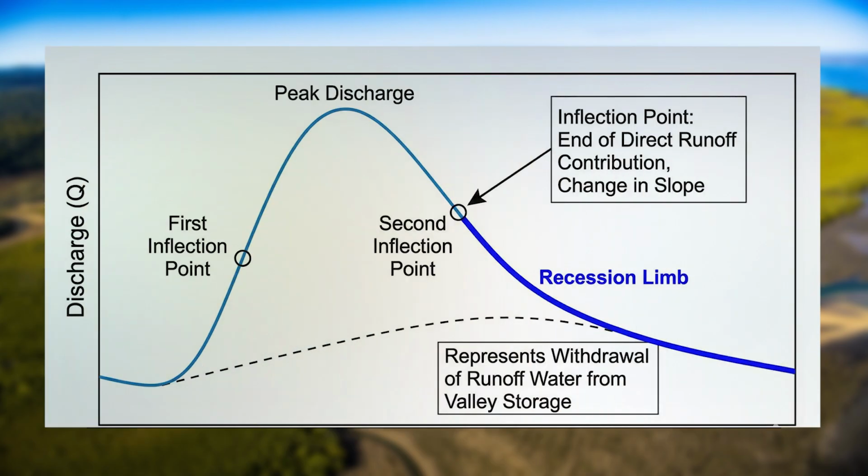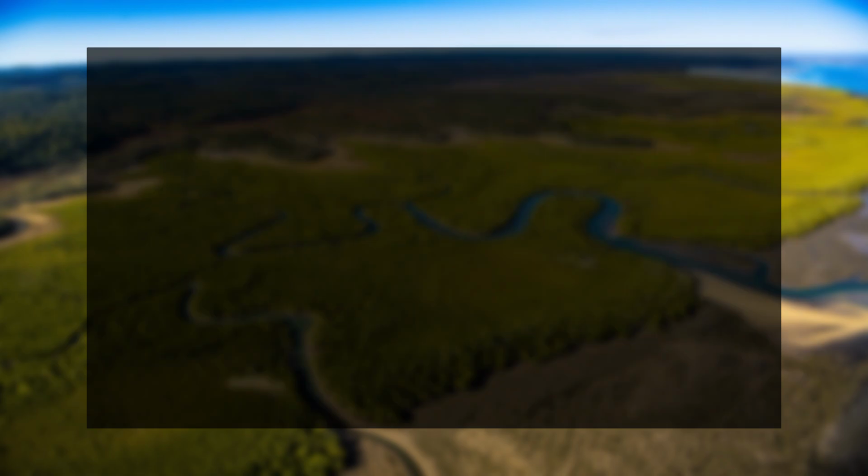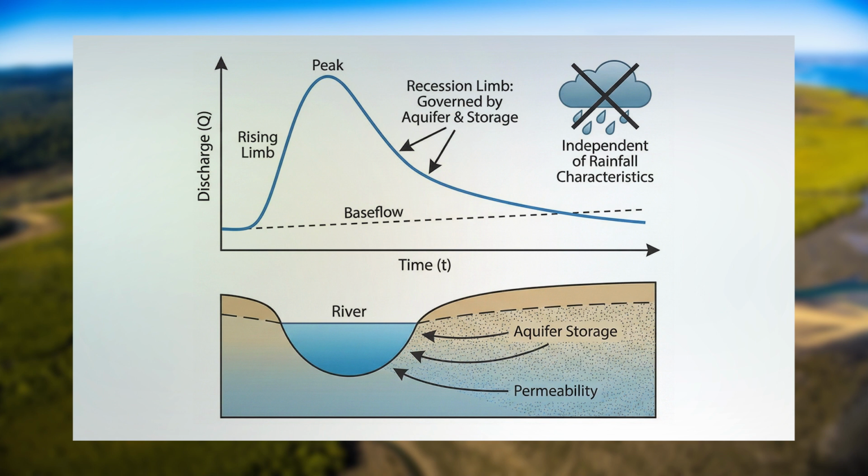Recession limb or falling limb is the part that extends from the second inflection point of the hydrograph. The inflection point indicates a change in the slope and marks the termination of the direct rainfall contribution. Unlike the first limb, the recession limb is not dependent on the rain event, but is directly governed by the interaction between river flow and aquifer storage. It also depends on aquifer properties such as storage coefficient and permeability.